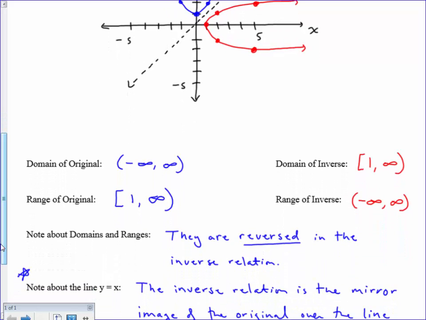Okay. Notice here in your notes, there's a note about domains and ranges. Basically, they are reversed in the inverse relation. So if we're talking specifically about the inverse, if we know the domain and range of the original, then we basically just switch them. In other words, the range of the original becomes the domain of the inverse, and the domain of the original becomes the range of the inverse. This should make sense because by definition, finding an inverse means switching x and y. So if we think about domain being x in the original, then the domain would become y in the inverse, or the range, and vice versa.